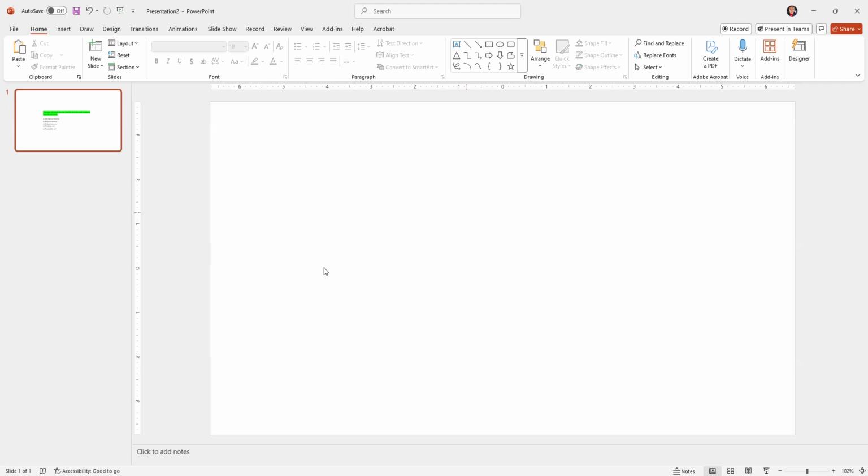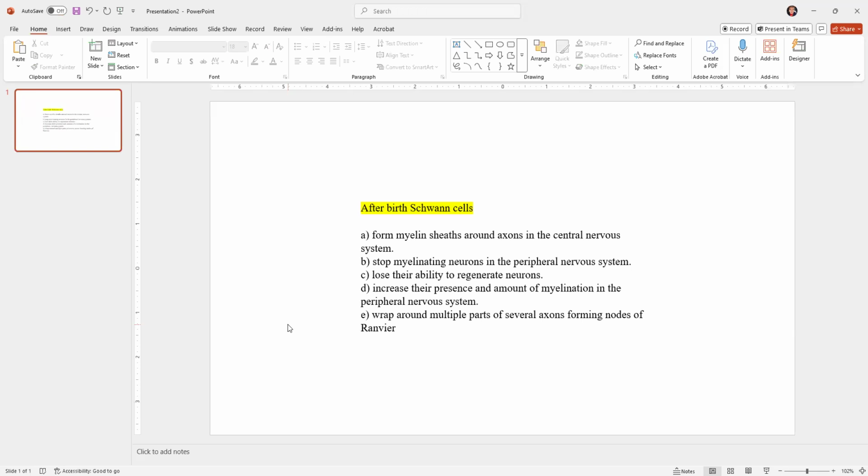Oops. This is a little bit on the tricky side. Let's see if you can get this one. This feels not real. Isn't it C, don't they lose their ability to regenerate neurons?